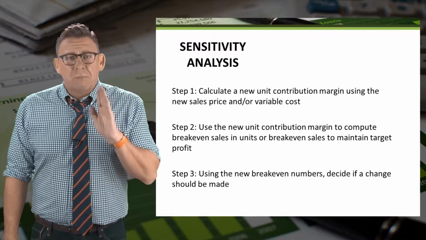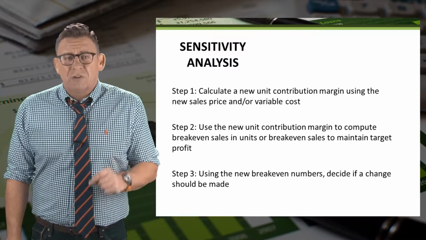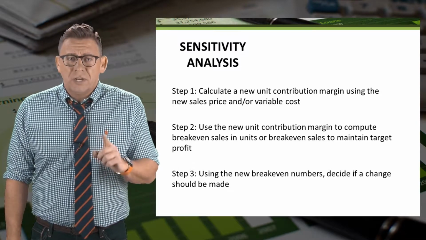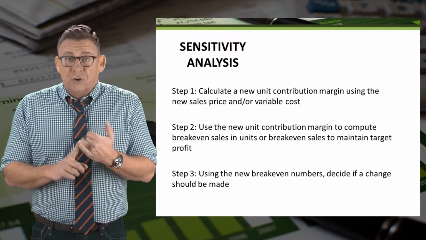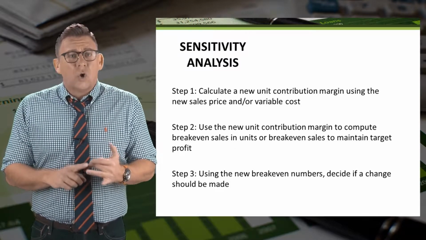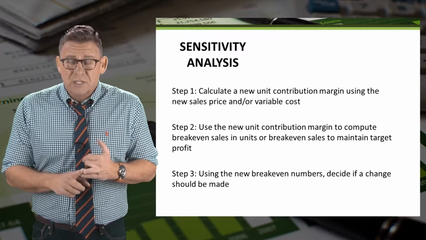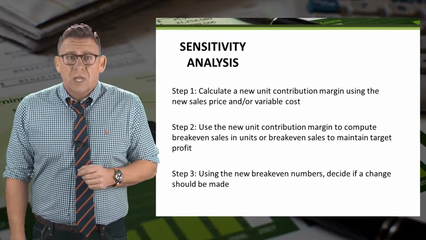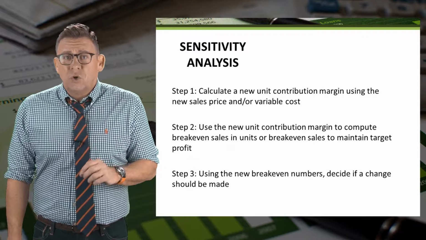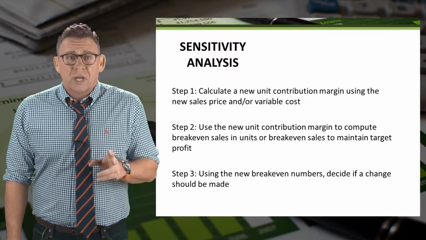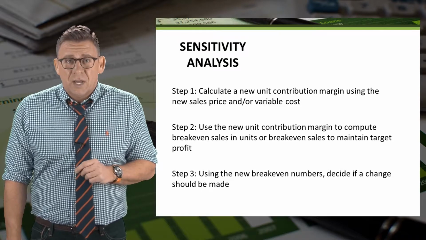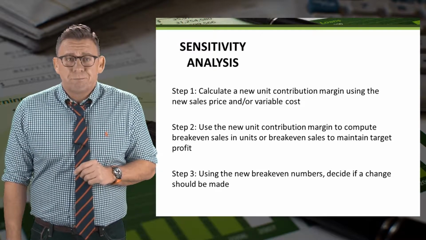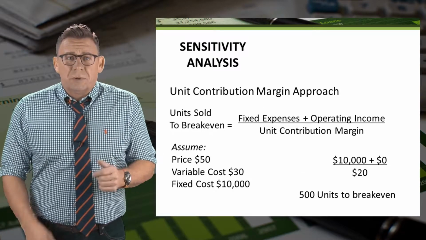The first and most important step is to calculate a new unit contribution margin using either new sales price or new variable cost or both. Then we will use the new unit contribution to compute break-even sales in units or targeted operating income. So let's assume the following.